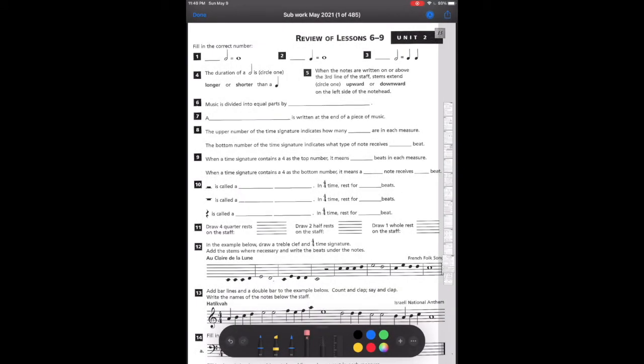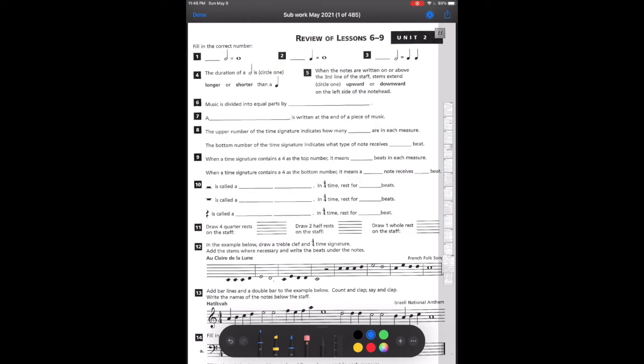Right, so this is probably page 12 of your packet. Review of lessons 6 through 9 in Unit 2. Fill in the correct number. Number 1, how many, I need my pen. There we go. How many of these fit into that? So how many of these do I need to have to equal that? And so on. The same for number 2 and 3. They're all the same kind of question.